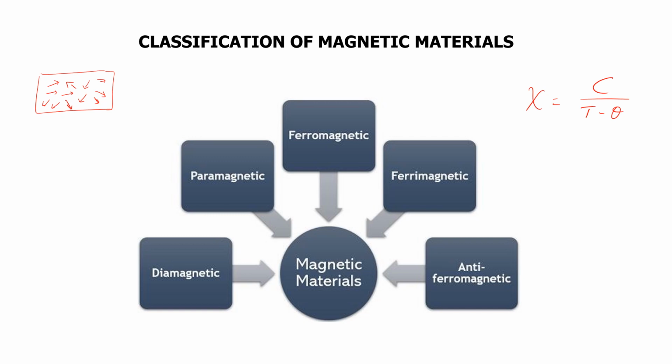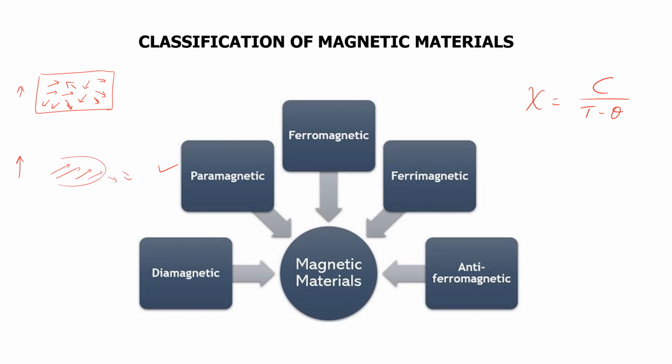Now, if I am applying the magnetic field, in the case of paramagnetic material, all the spins will try to align along the direction of the applied field, but they will not align perfectly. Every spin will try to orient itself towards the applied field direction. Maybe like this, maybe like this, maybe like this.